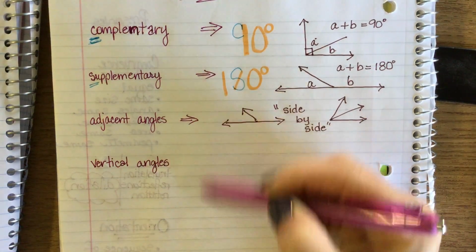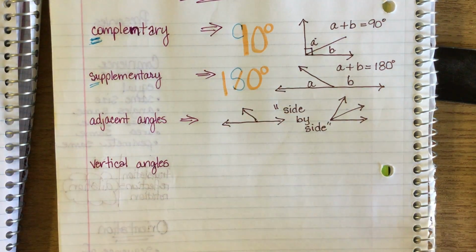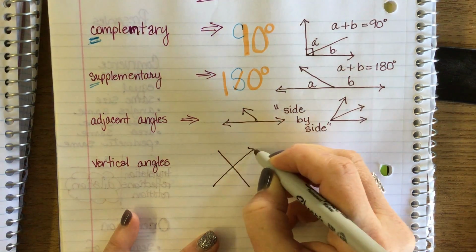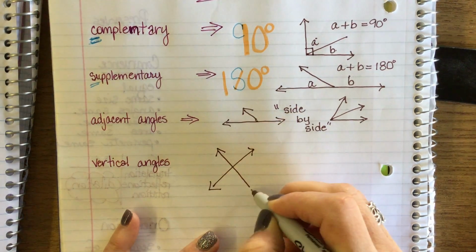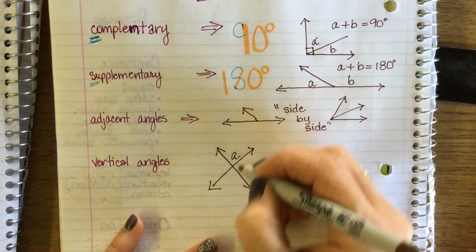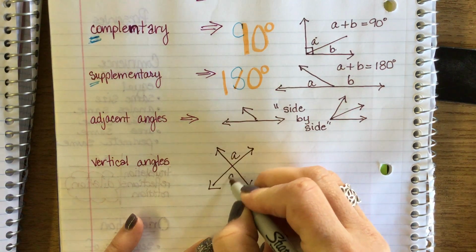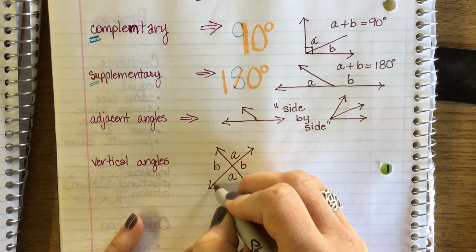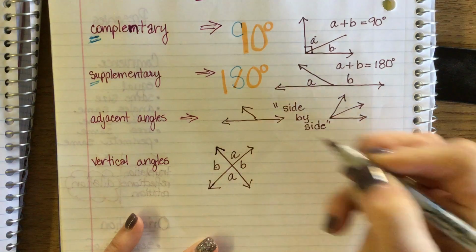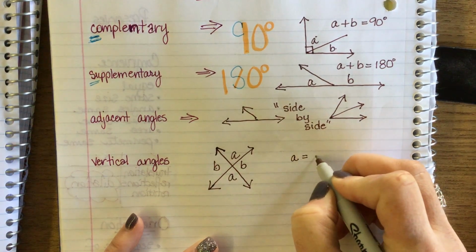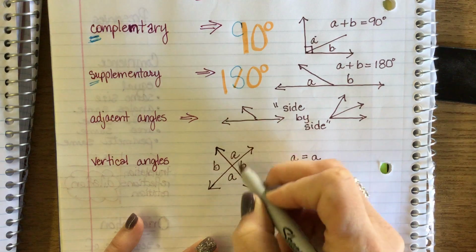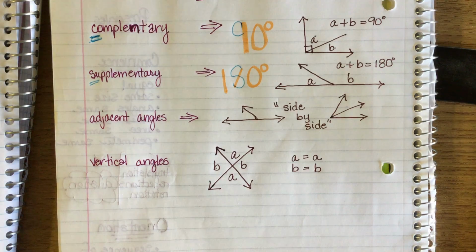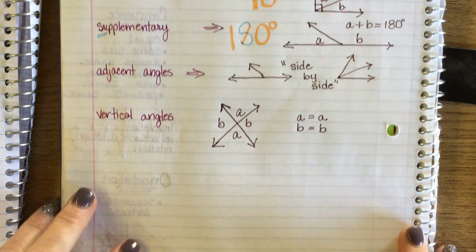Remember, a vertical line would be up and down. So when we have 2 lines that intersect, the vertical angles are directly opposite each other, as if in a line, okay? And that will come into play this year. So A is equal to A. These are exactly the same. And B is equal to B. All right, a little review from last year.